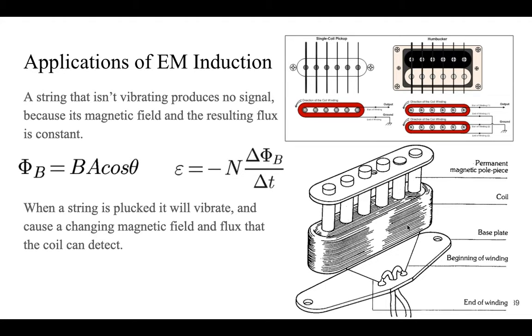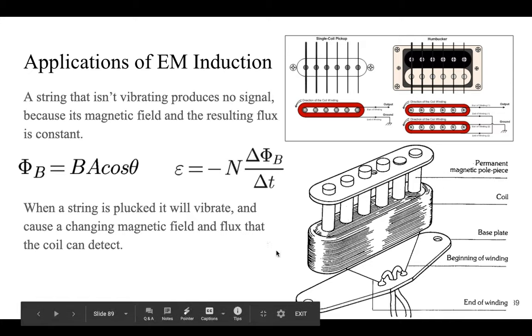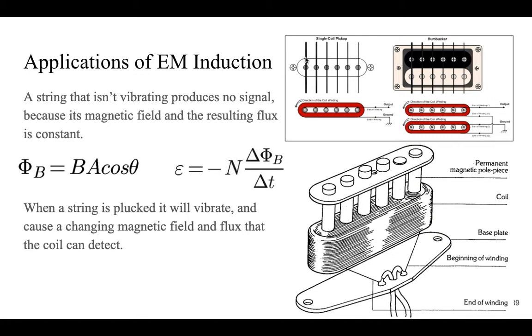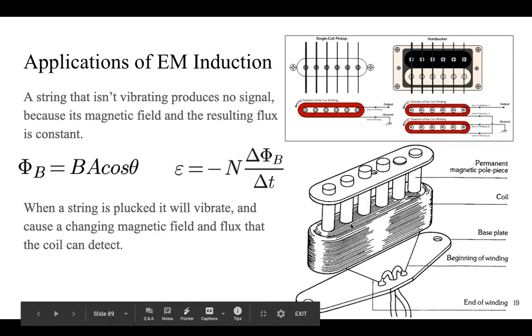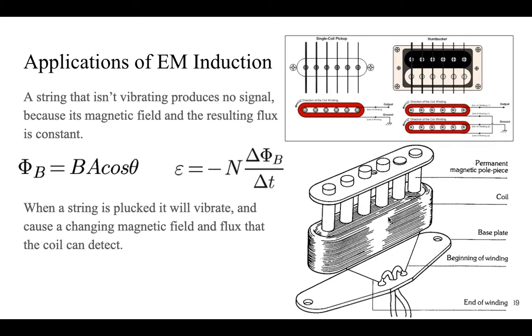Around that, you have many turns of a coil of wire. This is what's really going to make the pickup actually work. If these strings are not moving, they're not going to induce any kind of EMF or any kind of current, because if they're not moving, the magnetic field is not changing. If, however, you pluck a string, it's going to vibrate, and that vibration is going to cause a changing magnetic field. The coil of wire, the red in these diagrams up here, and this big coil down here, is going to pick up the changing magnetic field, and that turns it into an electrical signal. So this is another type of transducer.